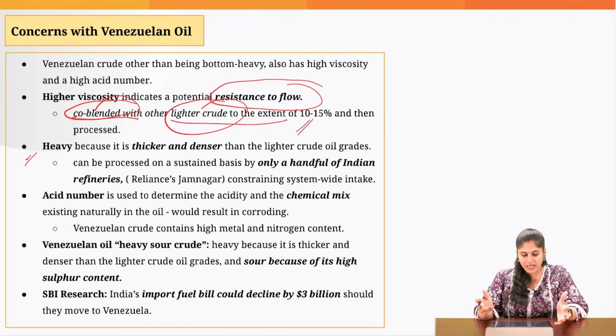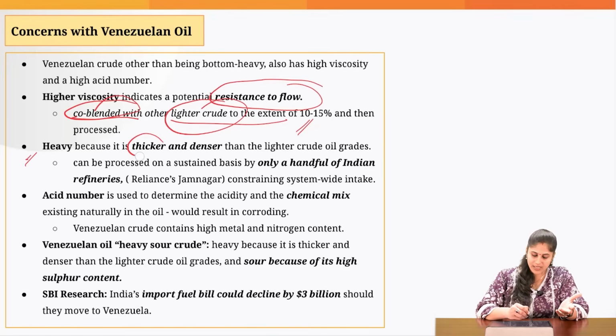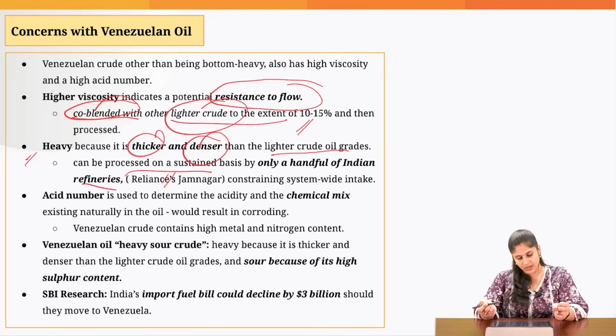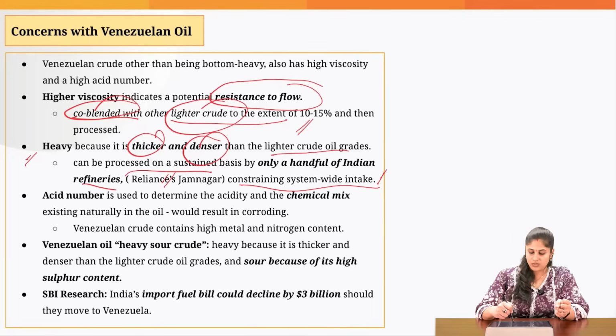Then heavy, it is heavy because it is thicker and denser than the lighter crude oil grades, and it can be processed only by a very handful number of Indian refineries like Reliance. So not all the refineries have the potential to refine this Venezuelan crude oil because of this high viscosity.